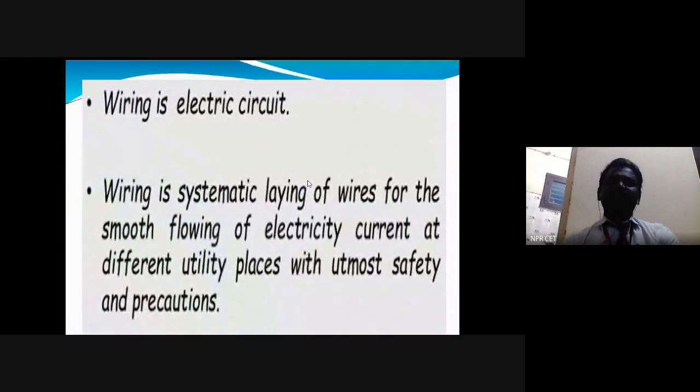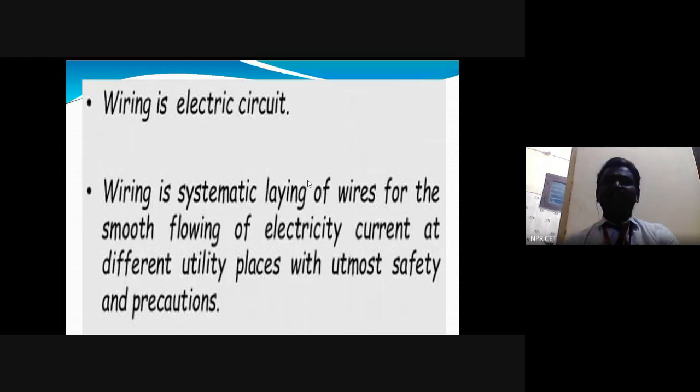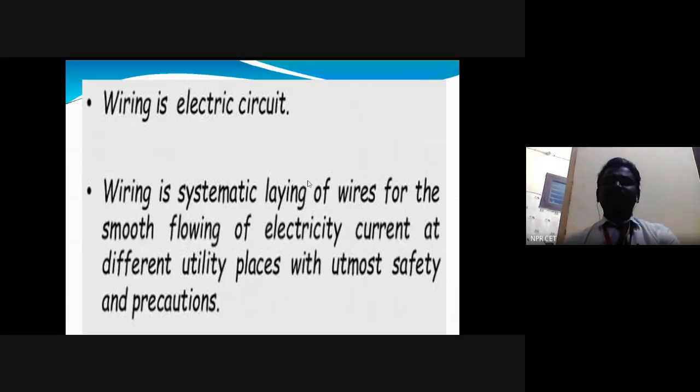First of all, we should know what an electric circuit is. The wiring is an electric circuit. What is wiring? Wiring is the systematic laying of wires for the smooth flowing of electric current at different utility places with utmost safety and precautions. So this is the definition of wiring.